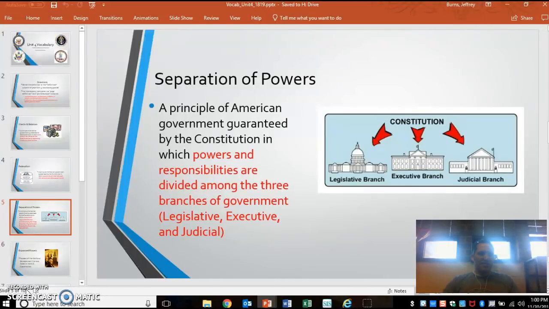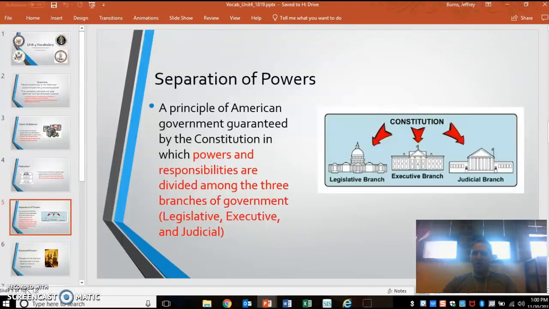All right, we got separation of powers. Again, you're only writing what's in red. It's just the division of power into 3 branches of government: legislative, executive, and judicial. Remember from our last unit, we talked about how the Articles of Confederation only had 1 branch, and then with our new government and the Constitution, we have 3 branches. The legislative branch makes laws, the executive branch enforces laws, and the judicial branch interprets laws.